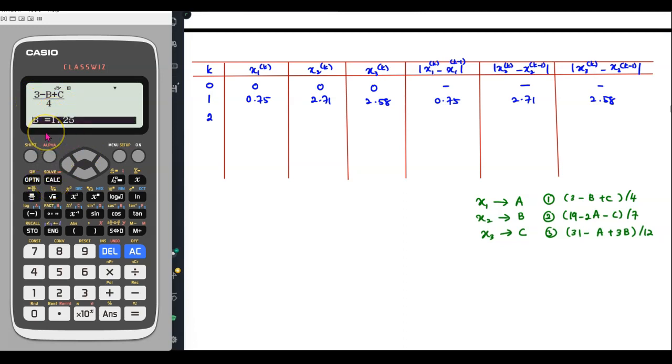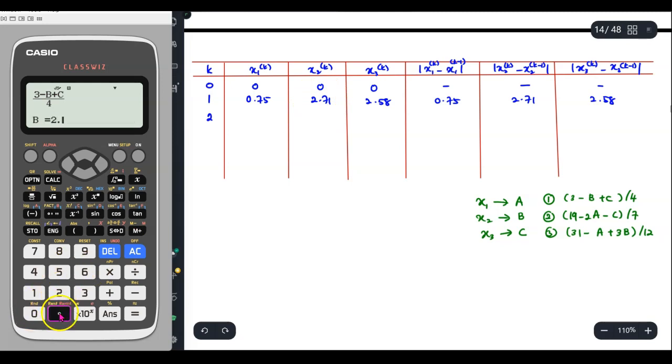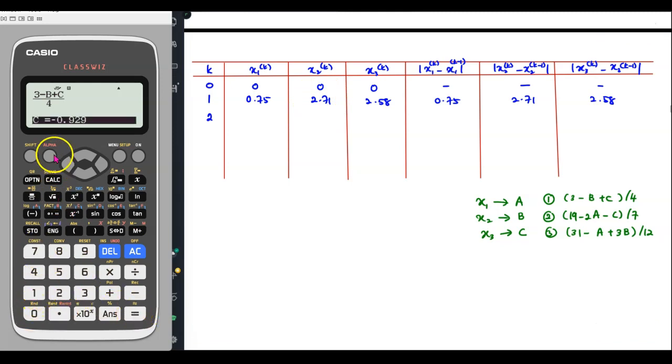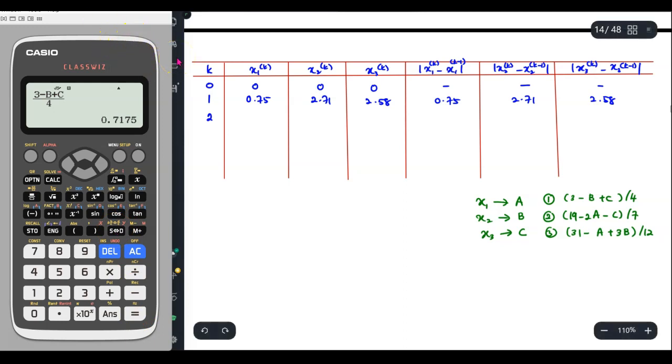The calculator will ask what is your b that you want to use. Remember your b is actually your x2 in the calculation. So the x2 that you will put here is the previous value of x2. You are going to put this guy here, 2.71, and then equal. And then what does your c correspond to? Your x3. So we have 2.58, and that is the value of x1 at k equals 2, the third row here. In 2 decimals, we have 0.72.